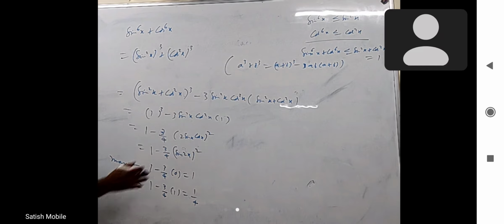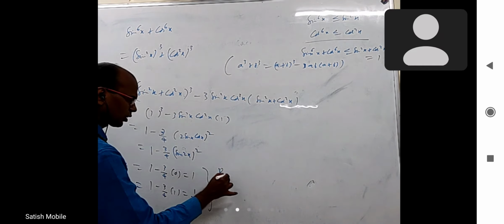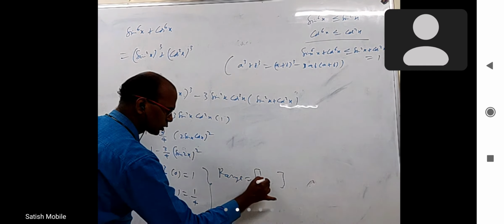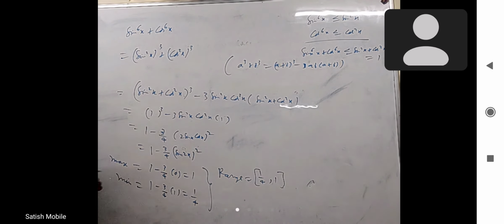So maximum is 1, minimum is 1 by 4. If you want the range from minimum to maximum, it is 1 by 4 to 1. So they asked what is the range of this, then the range is 1 by 4 to 1. Is it alright?